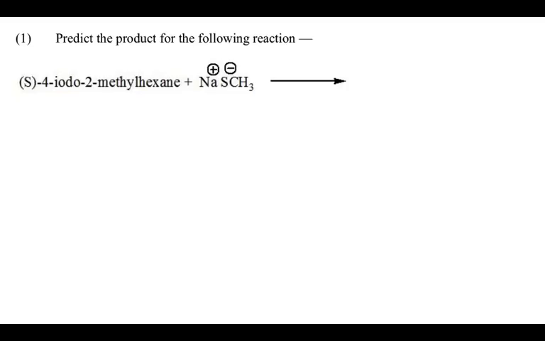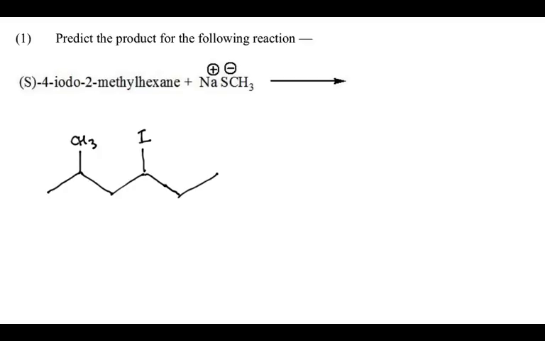So this is a multi-stage problem, okay? Because first you need to draw the structure of this: S-4-iodo-2-methylhexane, okay? So you draw hexane, 1, 2, 3, 4, 5, 6. And then in the 2 position you put a methyl, in the 4 position you put an iodo. And then do I need to show that it's a chiral center? You need to, but put the iodo first, so you don't forget it. So 4-iodo. Okay, here we go. Okay, so that's without stereochemistry.